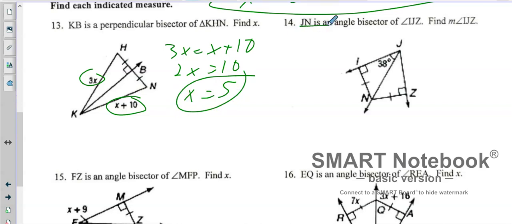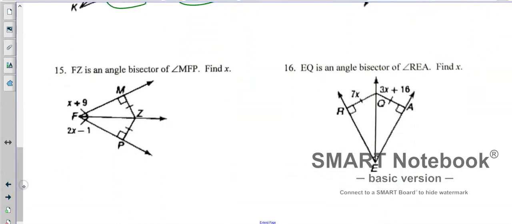JN is an angle bisector. So if this is 38, that means this is 38. So IJZ is, now be careful, this is also 38, so this is 38 times 2, which is 76 degrees. Now you gotta watch out because it might have asked for NJZ, which would have just been 38. So make sure you're paying attention to what it's asking for.